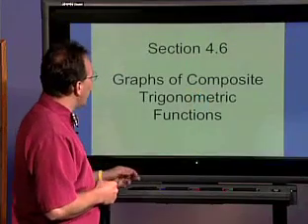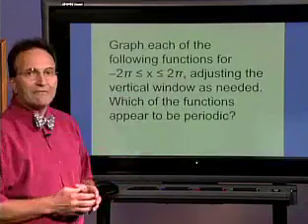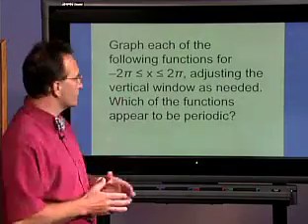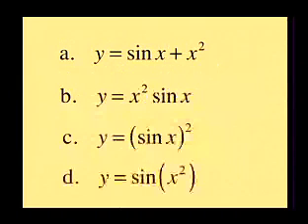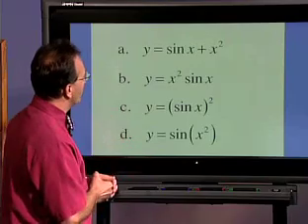Graph each of the following functions for negative 2 pi ≤ x ≤ 2 pi, adjusting the vertical window as needed. Which of the functions appear to be periodic? We have 4 that we're going to investigate, and I'll read them on their individual screens. But those are the 4 that we will look at.